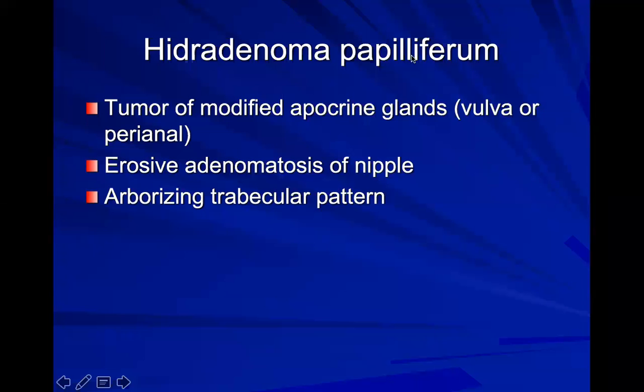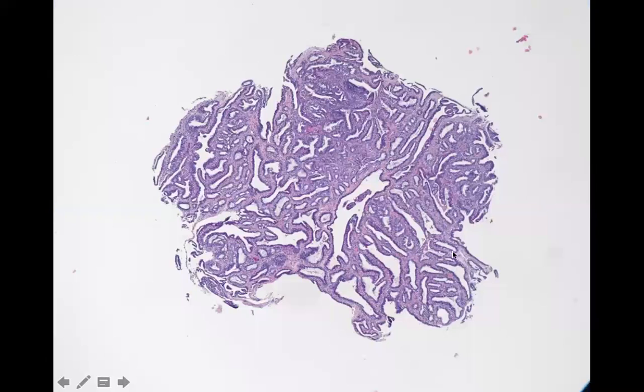Okay, so speaking of which, hydradenoma papilliferum, modified apocrine glands that you find in the vulva or the perianal area creates this, as opposed to regular apocrine glands. It looks a lot like erosive adenomatosis of the nipple. So anywhere you have these modified apocrine glands, you can have these same changes and they get different names. It has this arborizing trabecular pattern, just like you have in syringocystadenoma papilliferum.